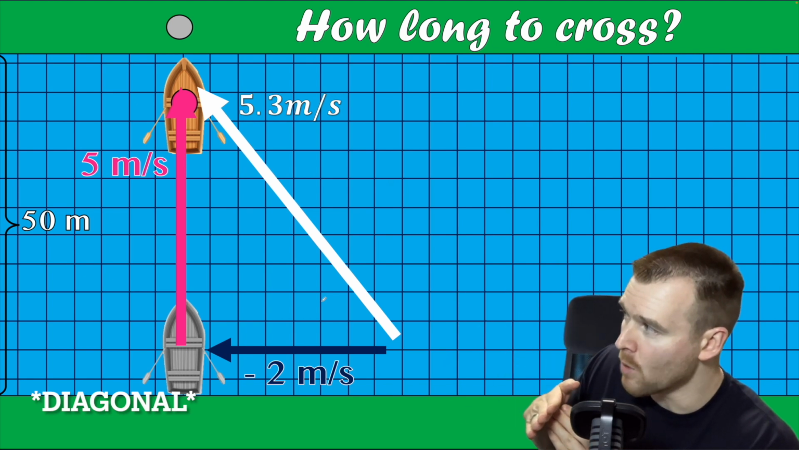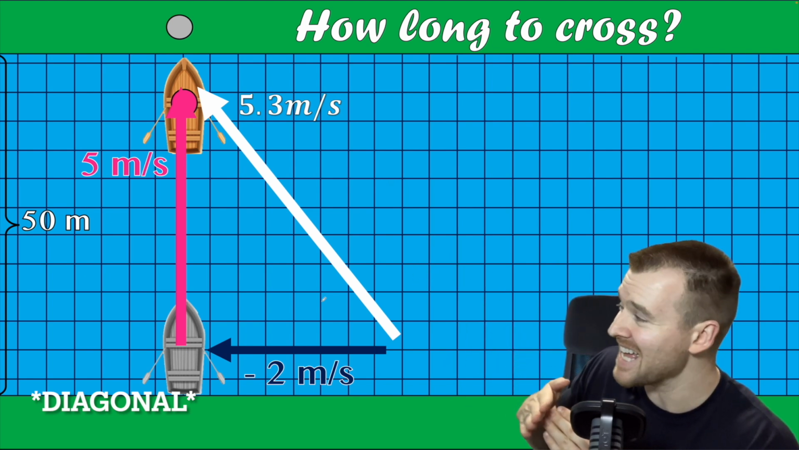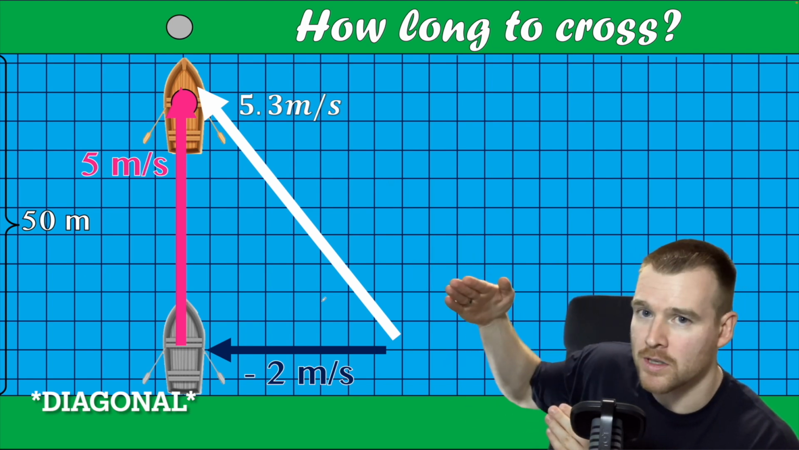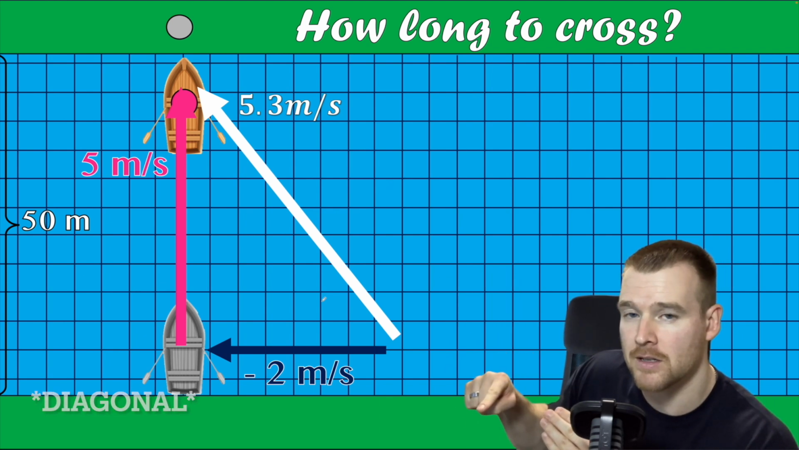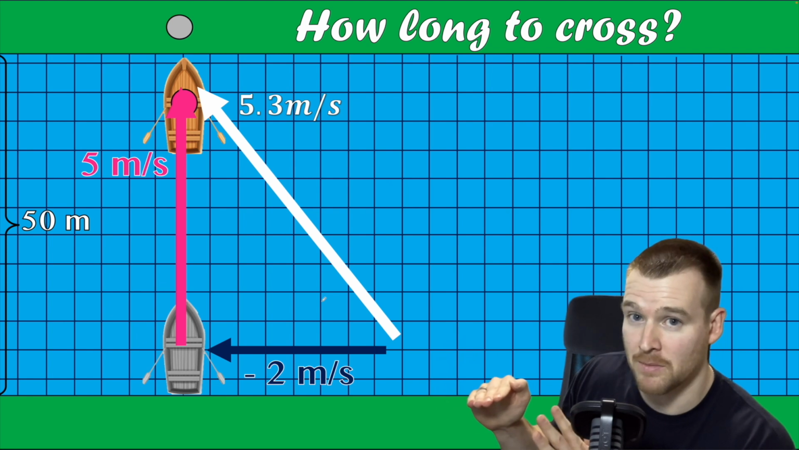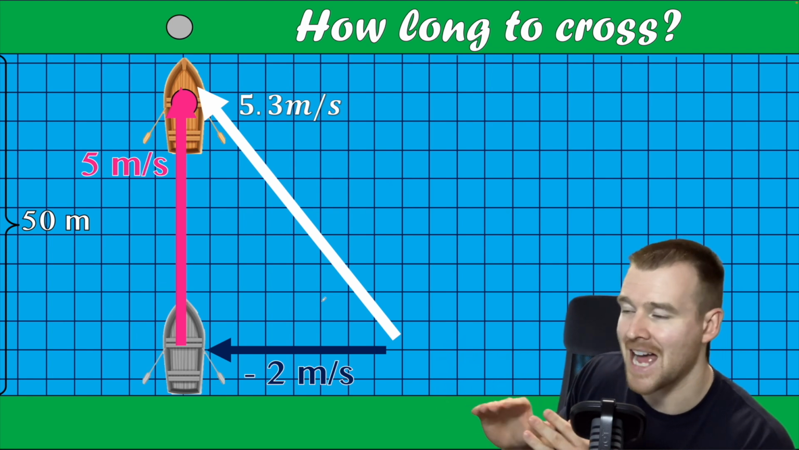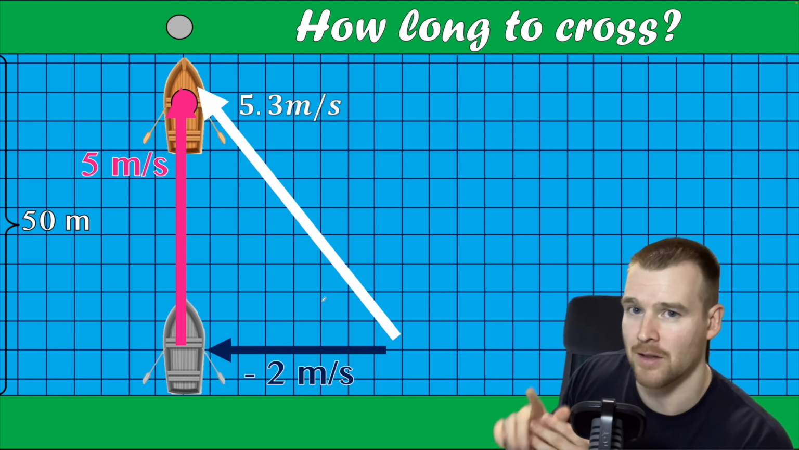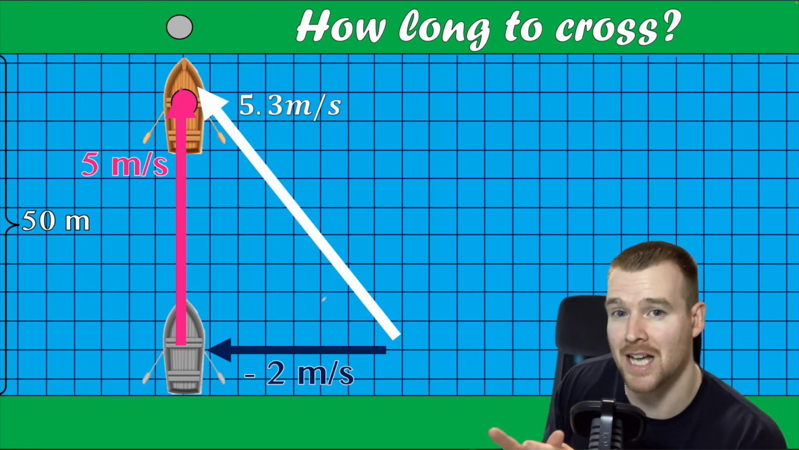We actually travel more than 50 meters along the diagonal. That line is longer than just the vertical 50 meters. So if I'm looking at just the change in the vertical direction, 50 meters, I need to know how fast I'm going up in the vertical direction. That's the velocity that we're going to use.